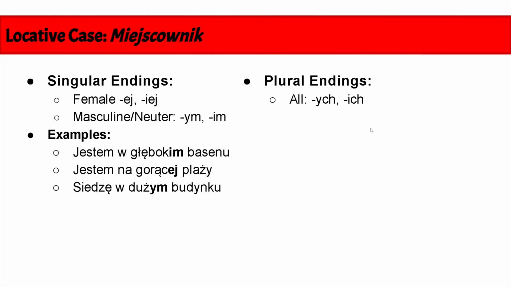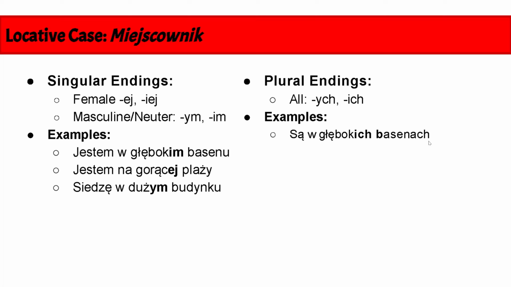Similarly to a lot of the other cases, every single gender in the plural is uniform in its adjective suffix. So every adjective in the miejscownik plural will have the ending ych or ich. Let's look at some examples. Są w głębokich basenach. I'm going to basically say the plurals of these and put them here. Są w głębokich basenach. They are in some deep pools. Doesn't make sense logically, but it's an example nonetheless.